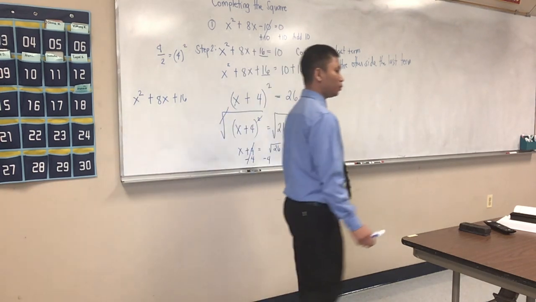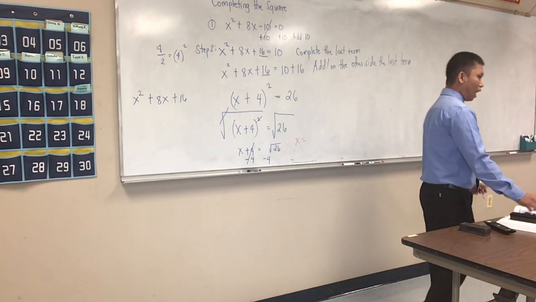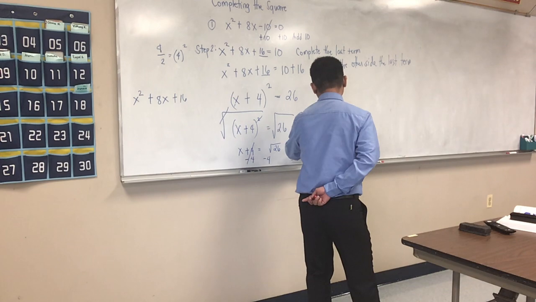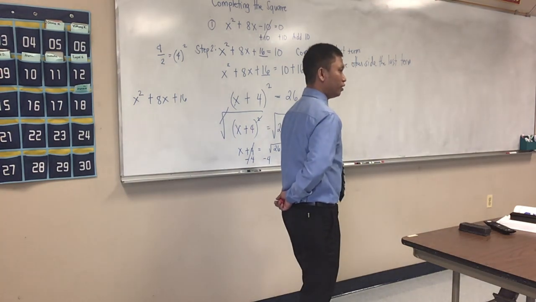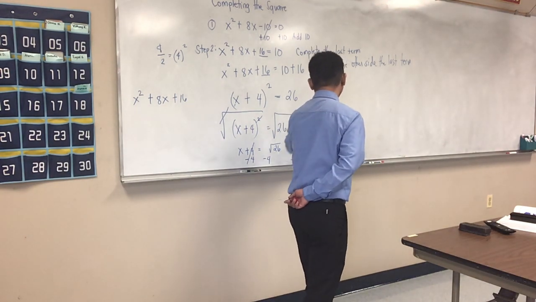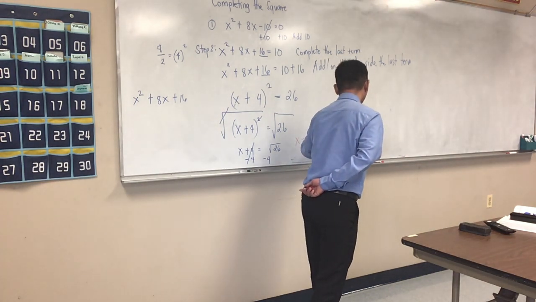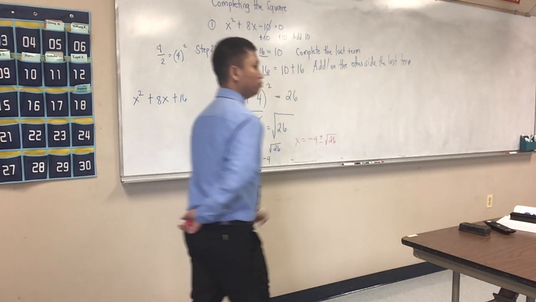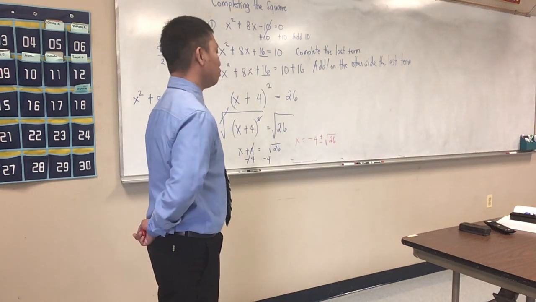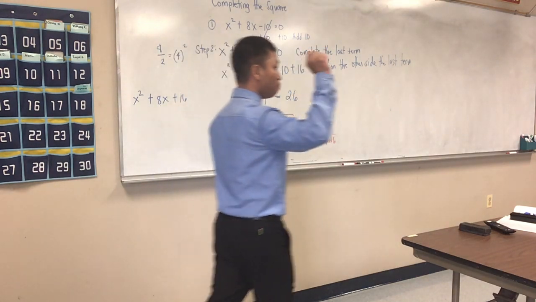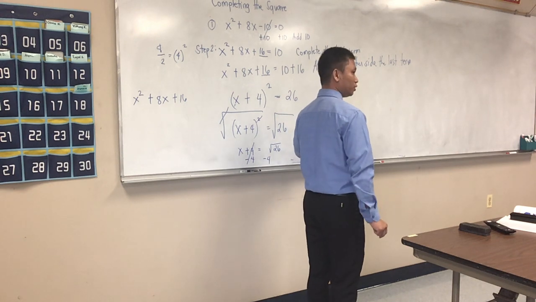What would be the value? Negative 4 square root of 26. Okay, that would be negative 4. Square root. Okay, we have here positive or negative square root of 26. We have two solutions here, positive and negative, always.